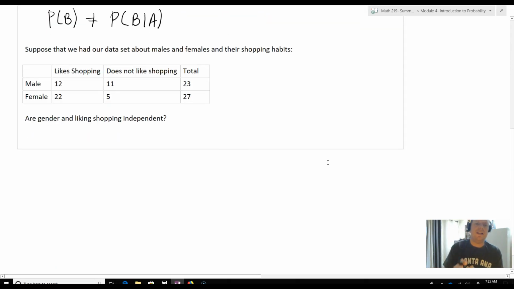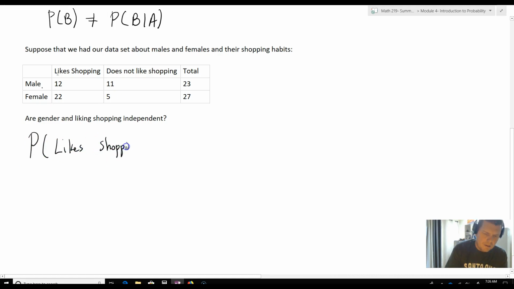So suppose that we had our data set about males and females and their shopping habits. What we've got here is a grouping for males and females, and whether or not they like shopping or do not like shopping. Then we have their totals. So the probability that an individual likes shopping is, we add these two together because that's all the people who like shopping. So that's 34 out of 50.